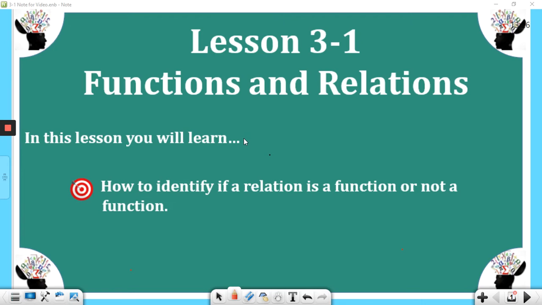This is lesson 3.1, Functions and Relations. In this lesson, you will learn how to identify if a relation is a function or not a function.